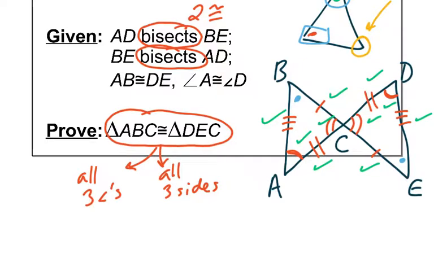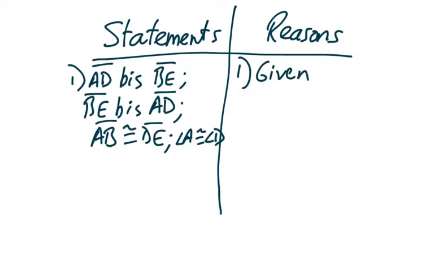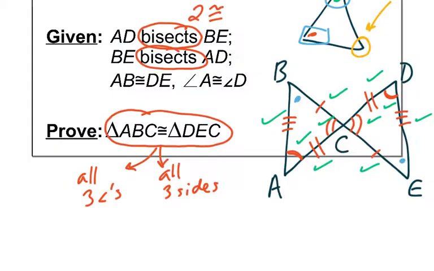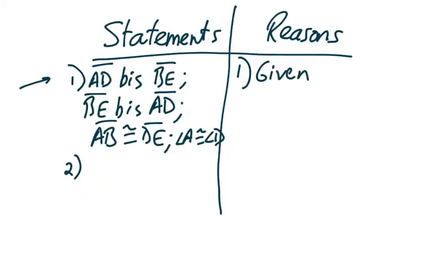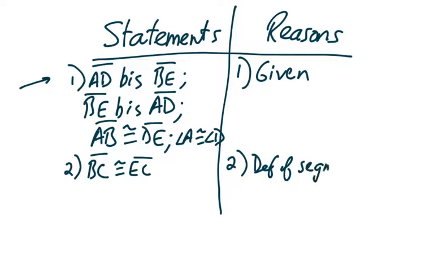All right, let's write everything down. Now we marked sides congruent, but we really do have to write that down. We can't just assume that everyone knows that. So because AD bisects BE, that means this part here and this part here. So AD is bisecting BE, so BE is being cut in half. So BC is congruent to EC. Why? Well, because it bisects it. It just does. So that's the definition of a segment bisector.